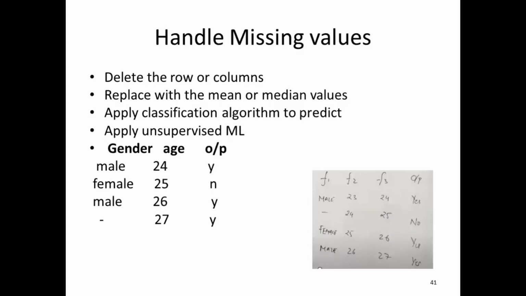The first step is handling the missing values: delete the rows or columns, or replace with the mean or median value. Then we can go for the classification algorithm to predict. If you require unsupervised ML, you can apply a suitable algorithm. See here in the example: gender, age, and the output are given, and the gender is missing. In this case, either you can remove the entire row or, if possible, replace with the mean value. It depends on the situation and scenario.